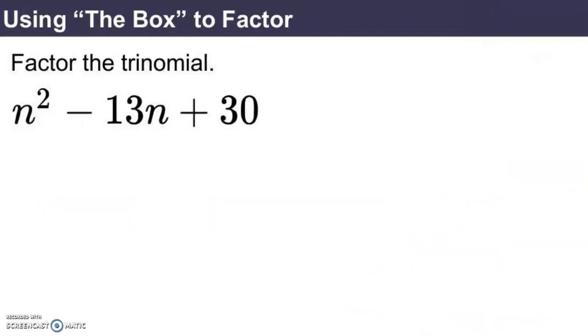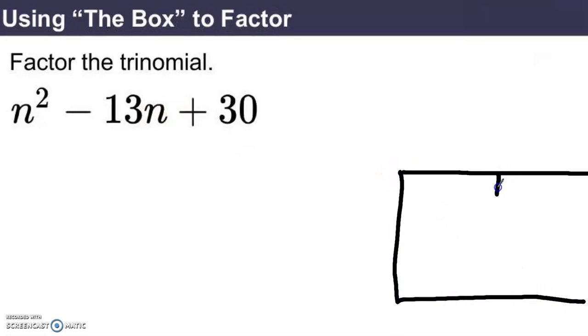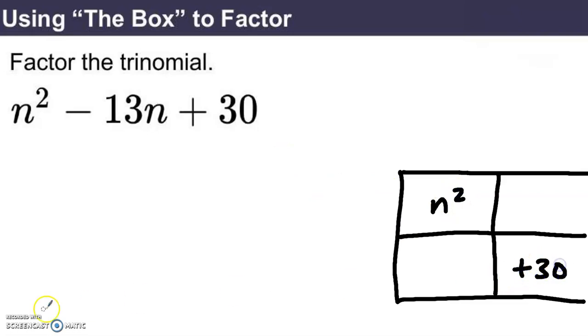Let's look at another one together. Let's see if we can factor n squared minus 13n plus 30. And again, I'll use the box. So I know from experience that my n squared goes here, and that I need positive 30 here. And I think I know what to multiply together to get n squared. It's going to be n and n.